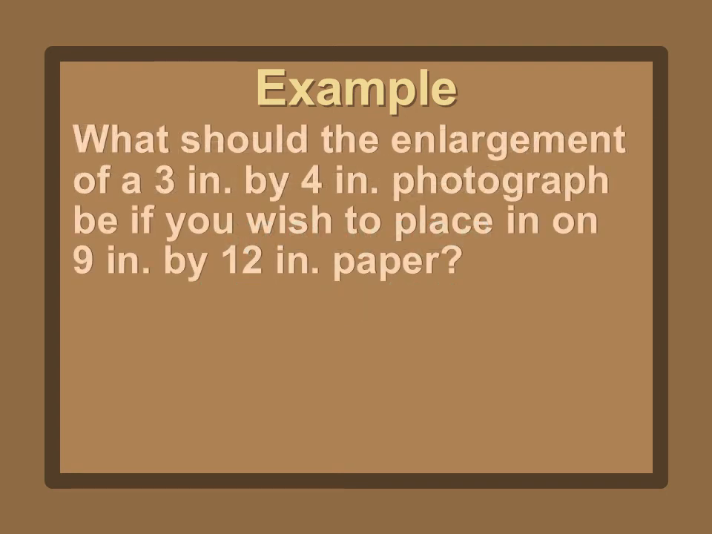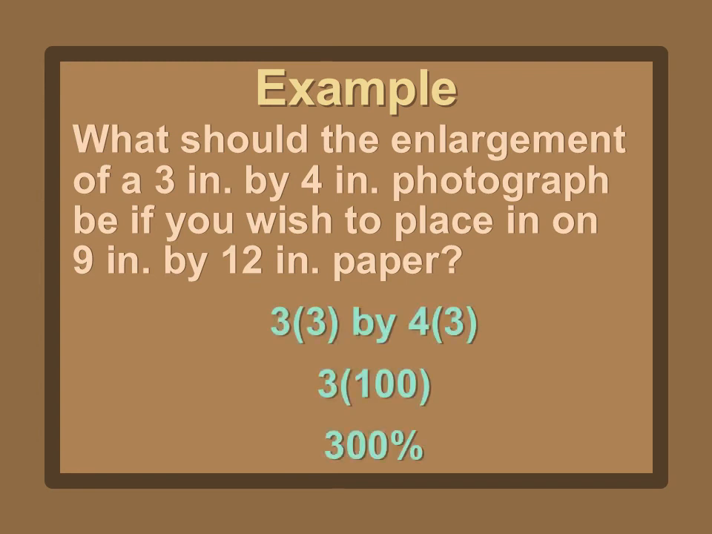Next example, what should the enlargement of a 3 by 4 photograph be if you wish to place it on a 9-inch by 12-inch paper? Well, so again, how is 3 getting to 9? Well, you had to multiply by 3. How is 4 getting to 12? Oh, you had to multiply by 3. So 3 is what you're multiplying by to get from one to the other. But remember, we want a percent, so we're going to multiply 3 by 100, or we also say move your decimal to the right twice, giving us 300%. So we had 300% enlargement.